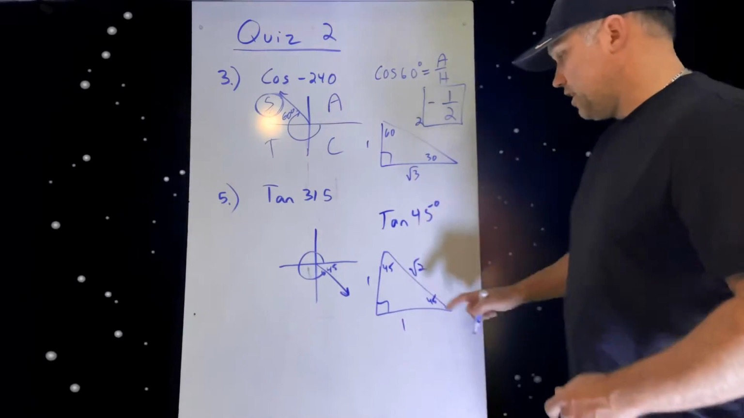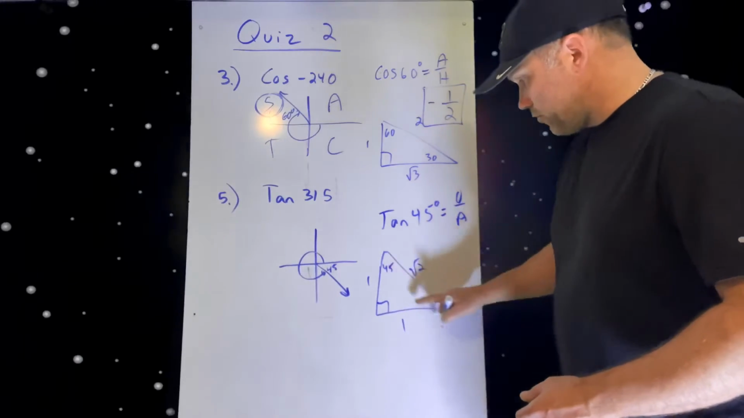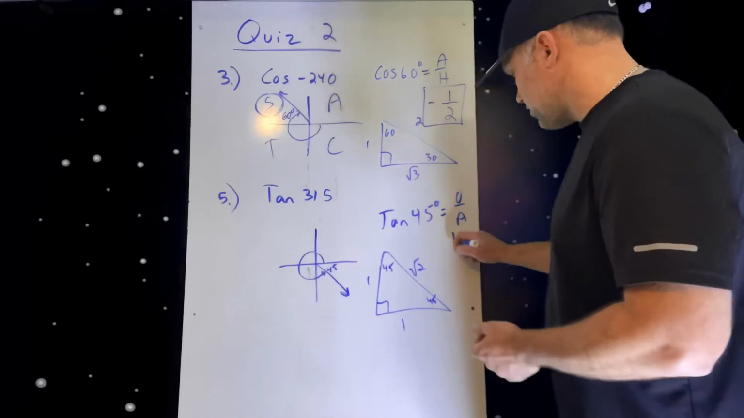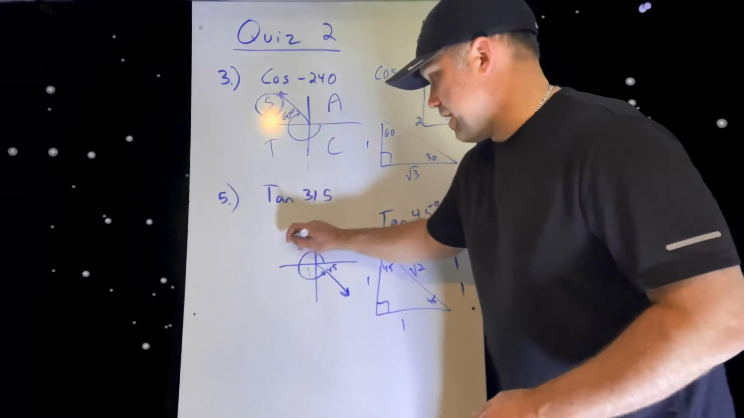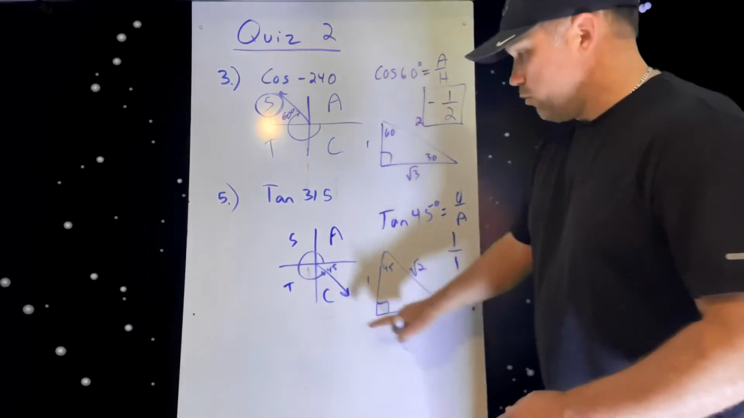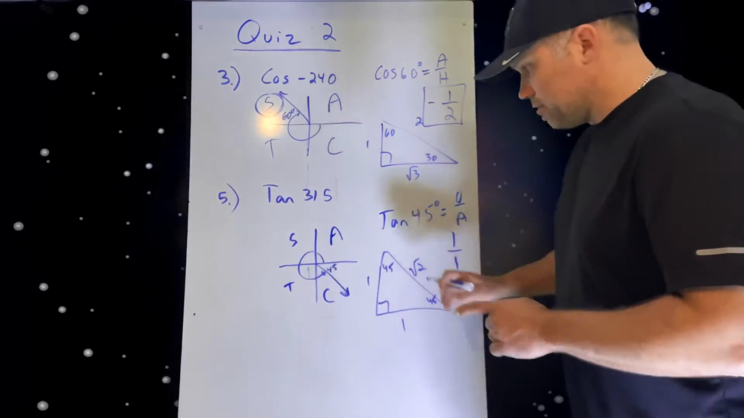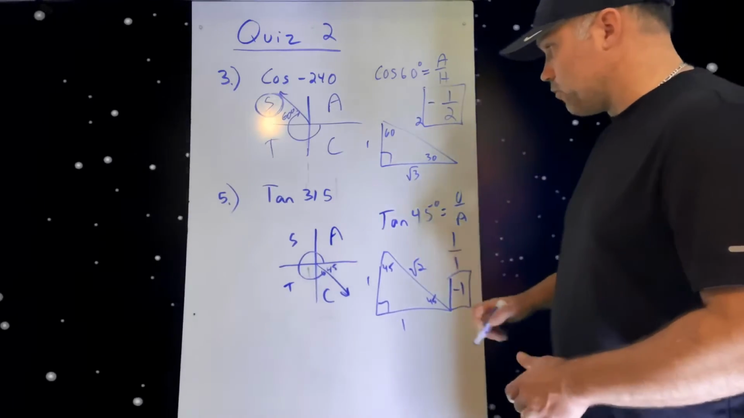And when you do the tangent, it's opposite over adjacent. And it doesn't matter which 45 you use. Opposite, adjacent are going to be all 1s no matter what. So this turns into a 1/1, which is just 1. But again, ASTC, we're in the C quadrant. Cosine is the only thing positive there. So you need to make sure that you made this a negative because we're talking about tangents. So it should have been -1.